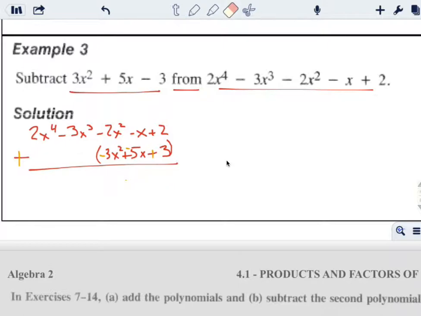Try this again. 5, negative 6x, negative 2x squared minus 3x squared is negative 5x squared. We bring down the negative 3x cubed, and we bring down the 2x to the 4th. That's our answer. Now, we could also do it horizontally.